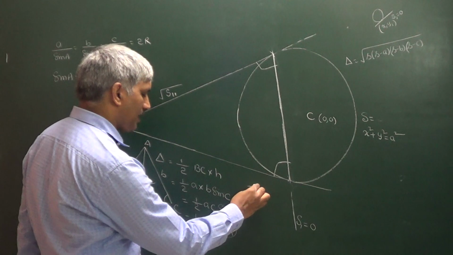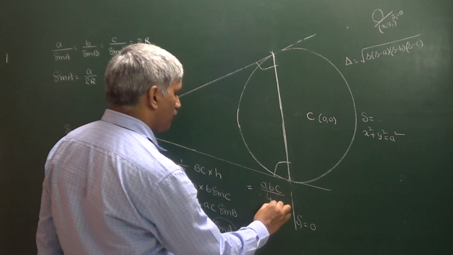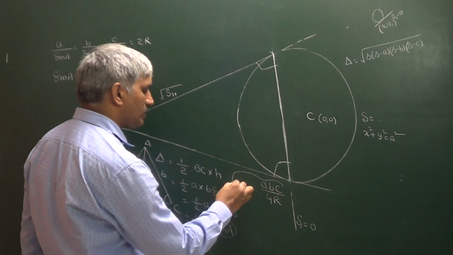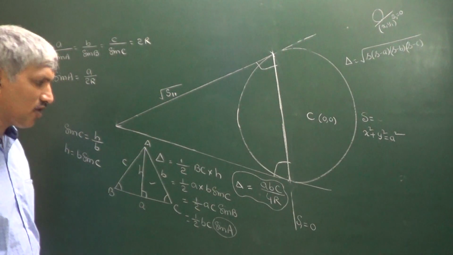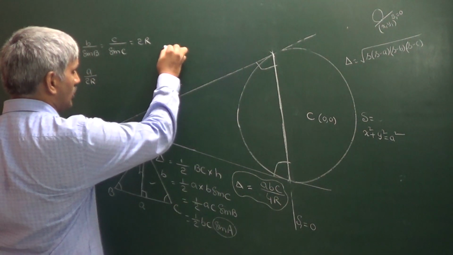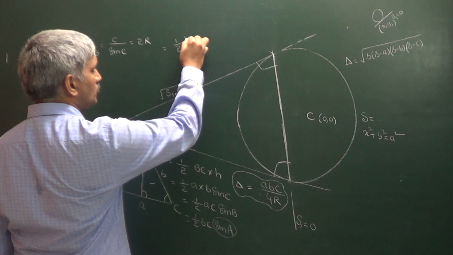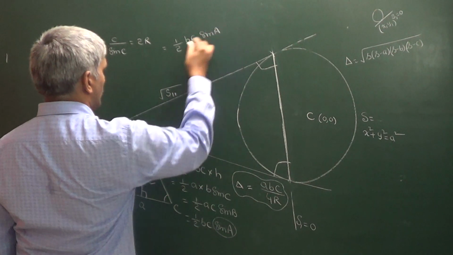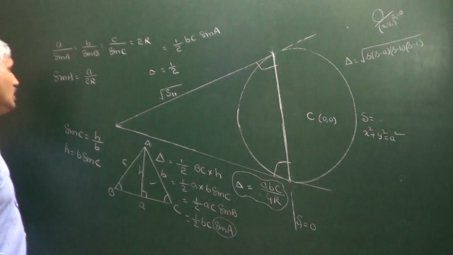If you write a by 2R, what happens? abc divided by 4R. That is also the area of a triangle. Delta is equal to abc divided by 4R is the area of a triangle. Once again you can observe here, we got the information: area of the triangle is equal to half into bc into sin A.